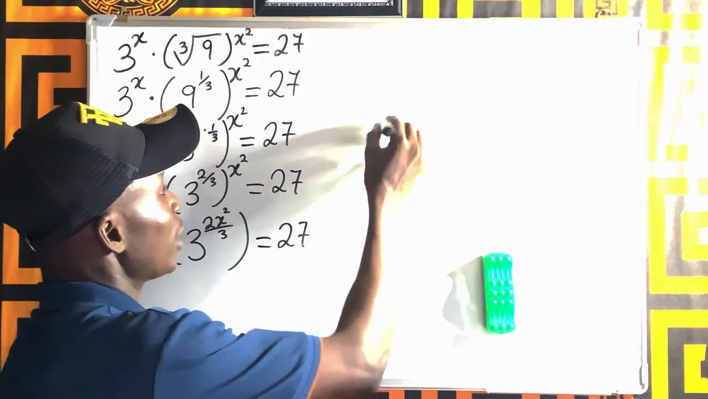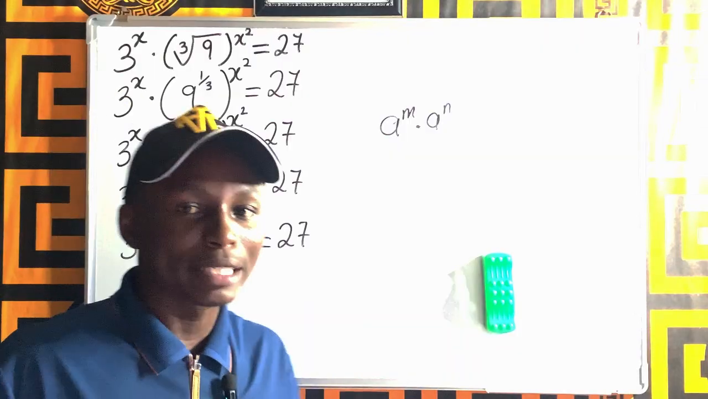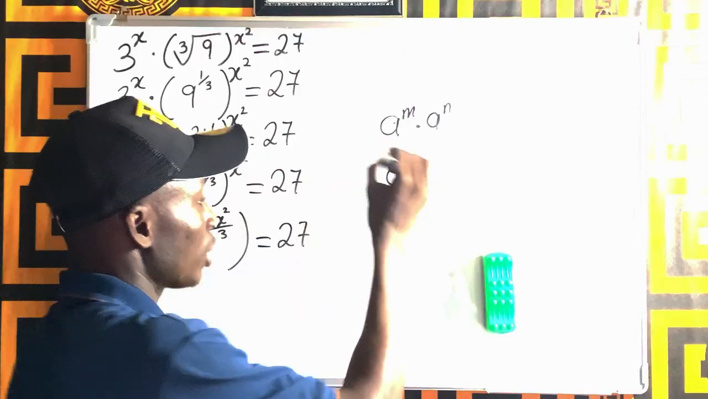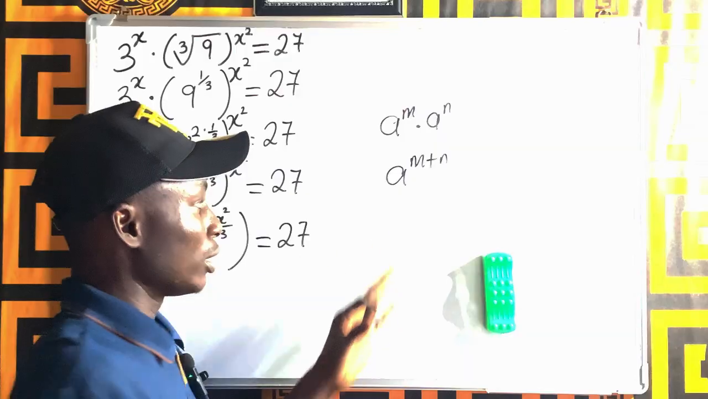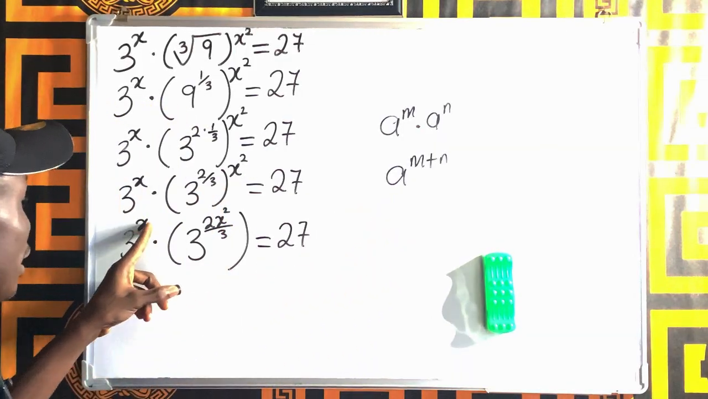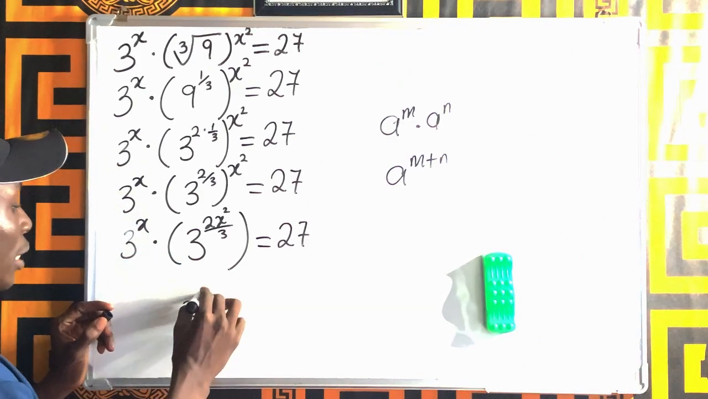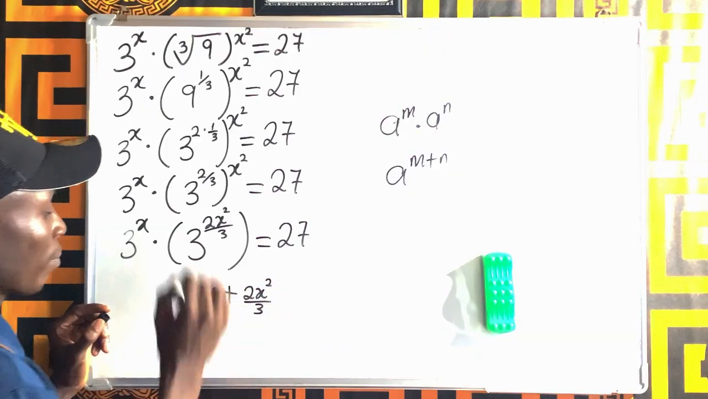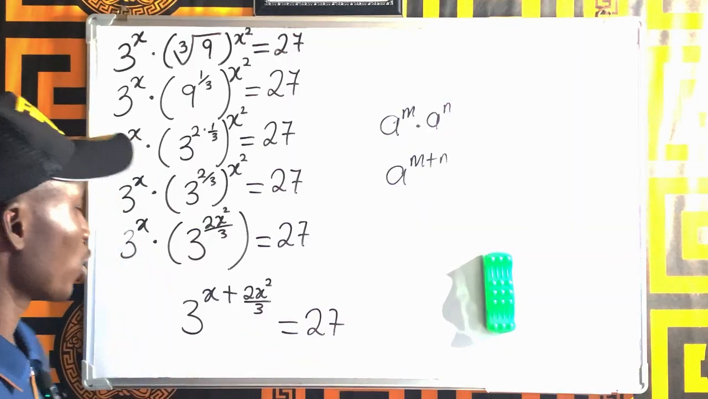Now let's obey the properties of indices here, the multiplication law of indices. We say that a raised to the power of m multiplied by a raised to the power of n: this law states that when the bases are the same, we should take a single base and add the exponents. So we take a single base, a, and add the exponents, m plus n. This is the multiplication law of indices. So the 3 here is the base, the x here is the power, and the 3 here is the base, so the bases are the same. So we're going to take a single base and add the exponents. So you can see, then, everything is equal to 27.